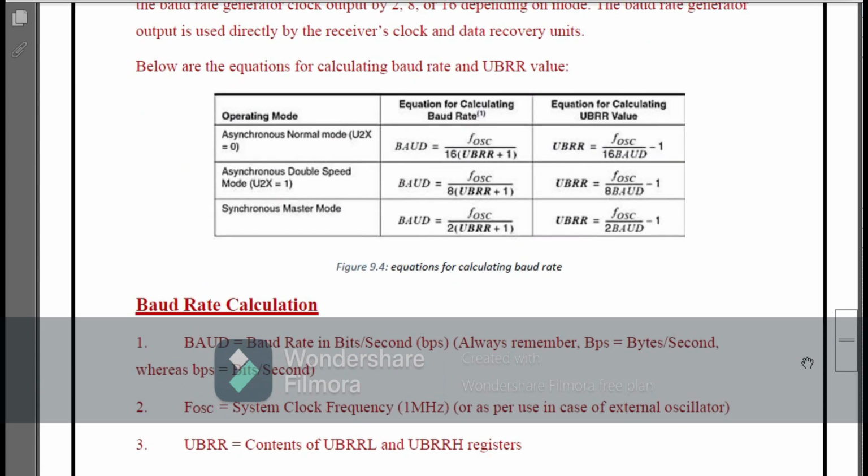There you can see the equations to calculate the baud rate. For example, in asynchronous normal mode, the equation for calculating baud rate is the oscillator frequency divided by 16 times (UBRR plus 1). In asynchronous double speed mode, the baud rate is the oscillator frequency divided by 8 times (UBRR plus 1). And in synchronous master mode, the baud rate is the oscillator frequency divided by 2 times (UBRR plus 1). So these are the formulas to calculate the baud rate.